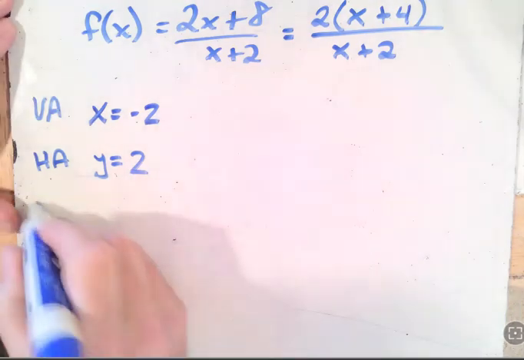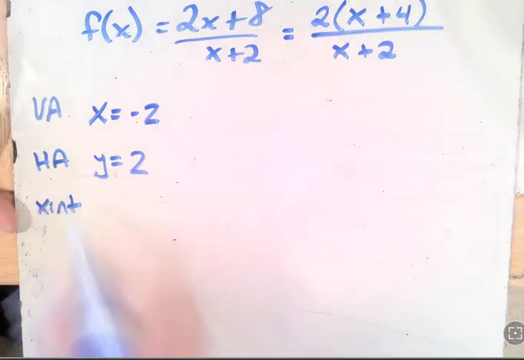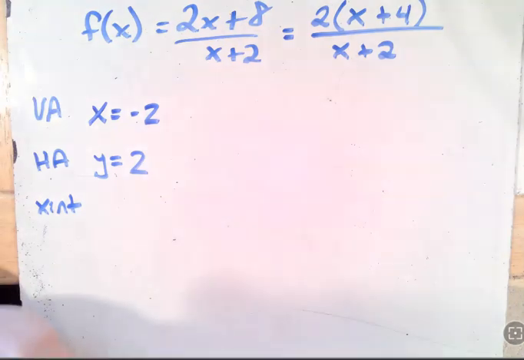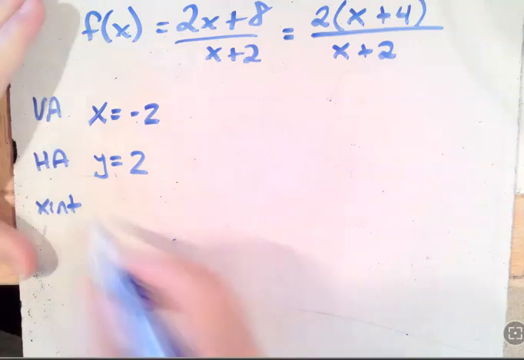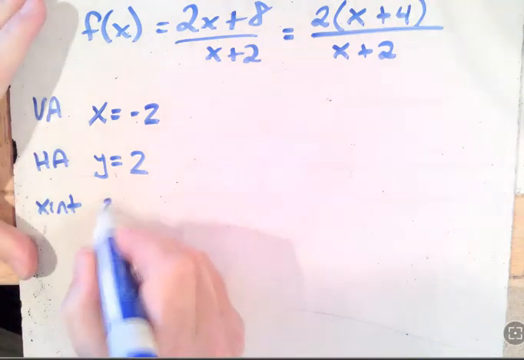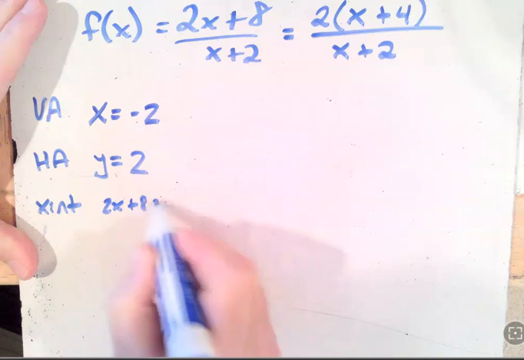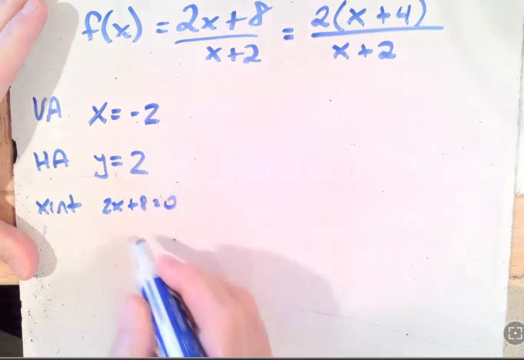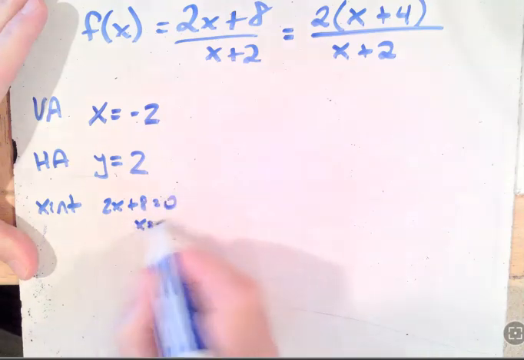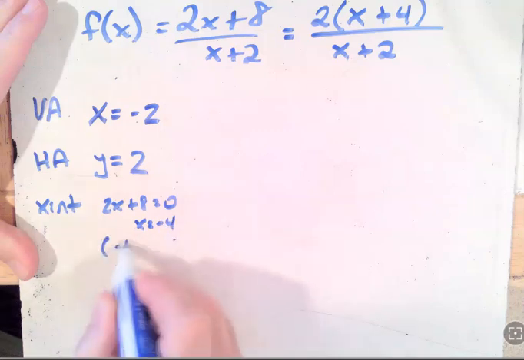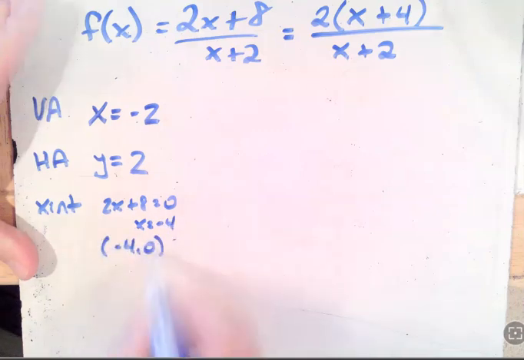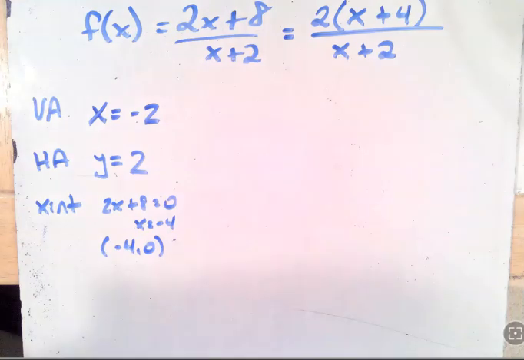Next up, we look for x-intercepts. X-intercepts come from the numerator, from the top. So all we have to do is set the top equal to 0. If we set 2x plus 8 equal to 0 and solve, we get x equals negative 4. That's our x-intercept. Make sure you write it as an intercept and as a point. Don't write it as x equals negative 4, because if you do that, it looks like an asymptote. But in this case, it's an intercept.